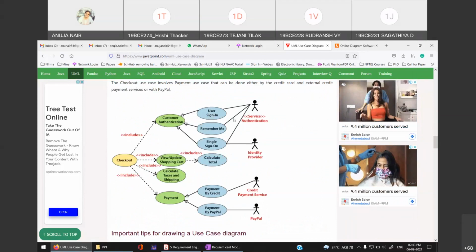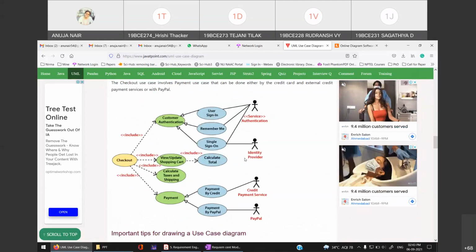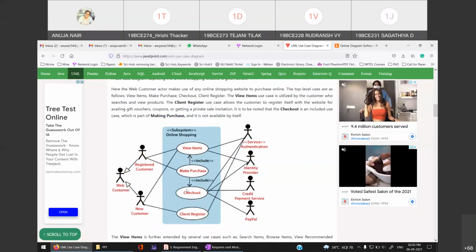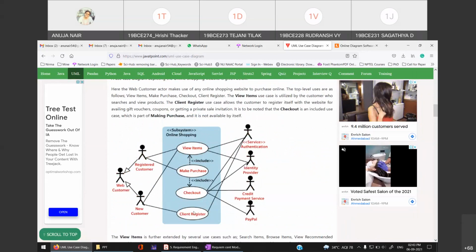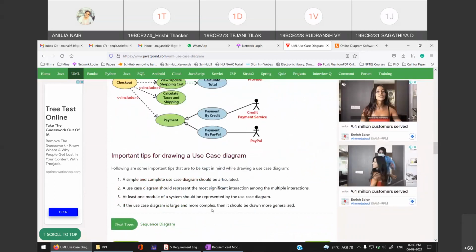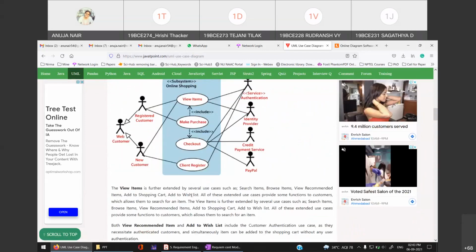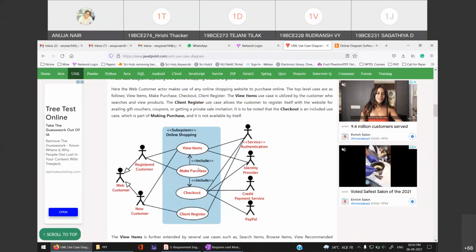Right, what is the meaning of everything that we will see, I will explain to you, so you will understand what it means. But have I created a separate use case for make purchase and client register? Has it been created over here? No, it's not, because as per the requirements, make purchase and client register do not have sub functionalities.